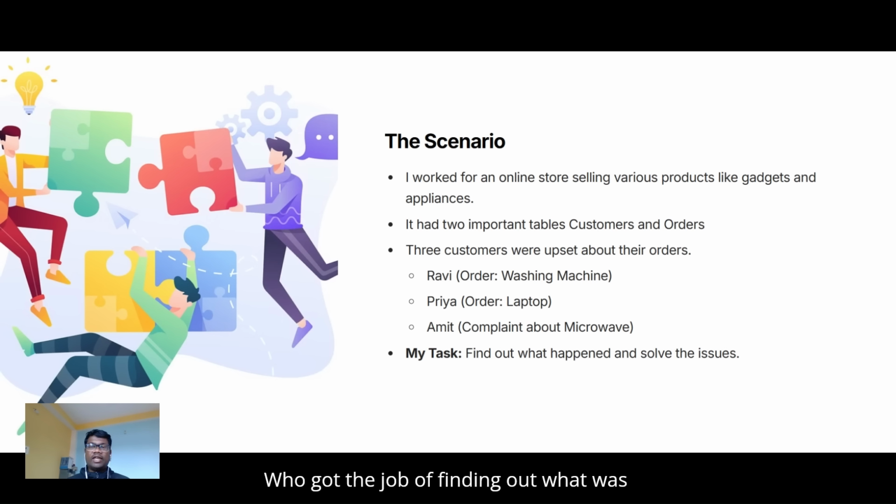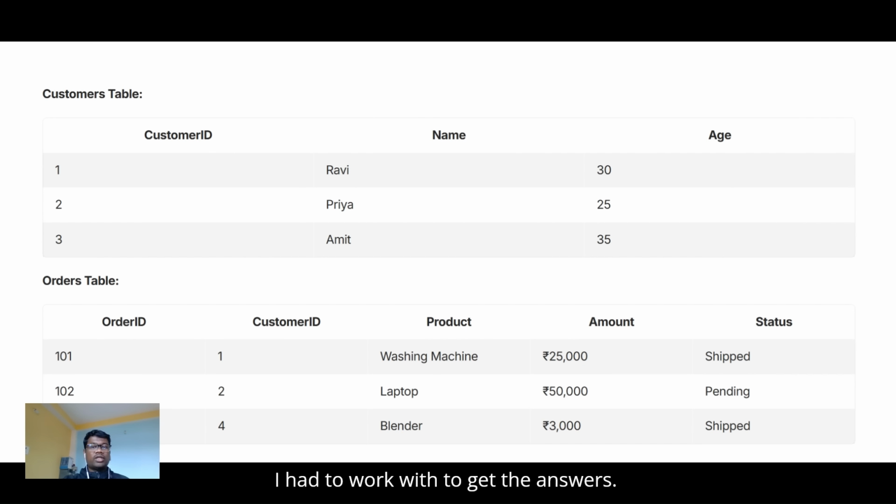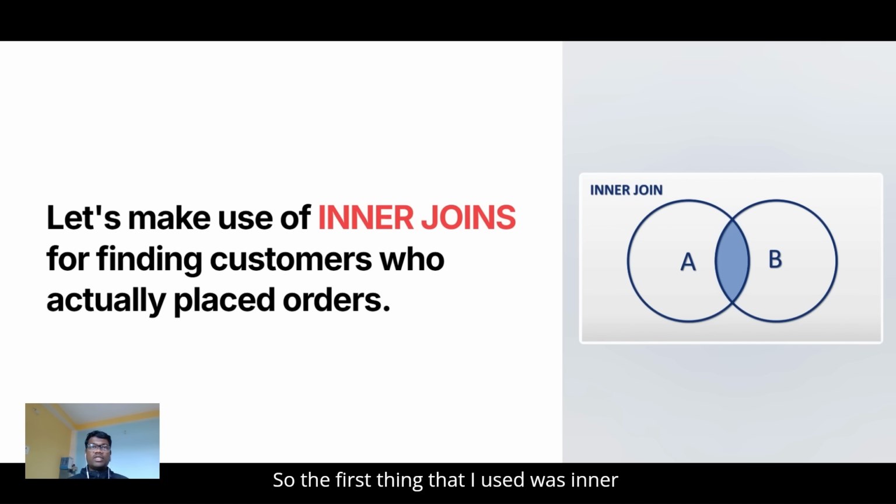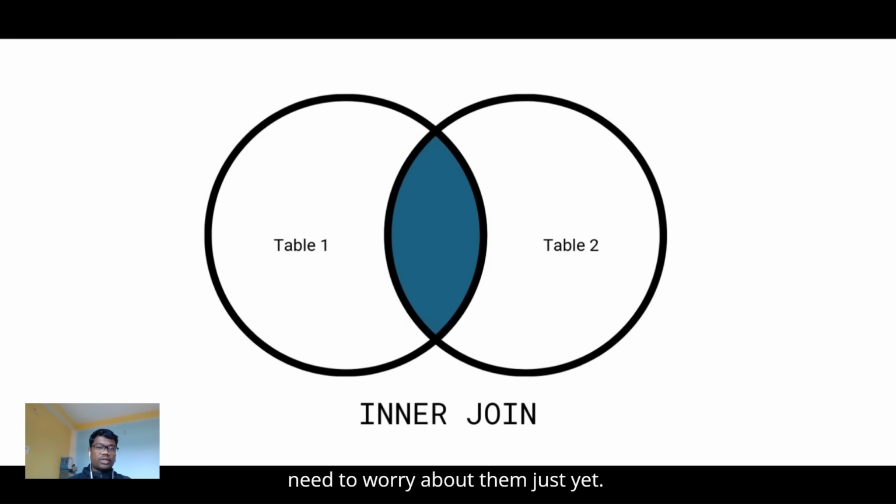And guess what? Who got the job of finding out what was going on? Yes, it was me. So let me take you to the two tables that I had to work with to get the answers. The first table is the customer table, as you can see over here, with customer ID, customer name and their age, and some entries for customers. We also have an orders table with the order ID, customer ID, product, amount, and status. The first thing that I used was inner joins. Why? Because I wanted to see only the customers who actually placed orders. If they didn't place any order, I didn't need to worry about them just yet.